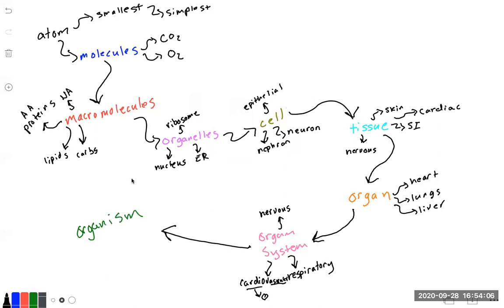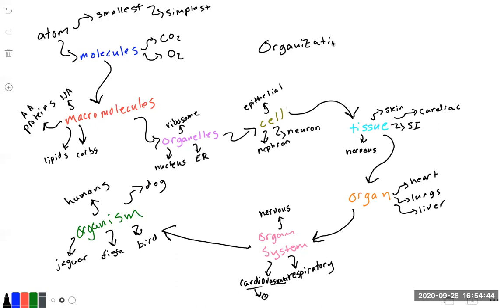And of course, organisms, for example, humans, which is what I am and whoever's watching this. But of course, other organisms too, like a fish, a jaguar, your dog. Really, anything that when you look outside and, oh, there's a bird, that's also made up of these same steps. So this, again, is called the organization of life.